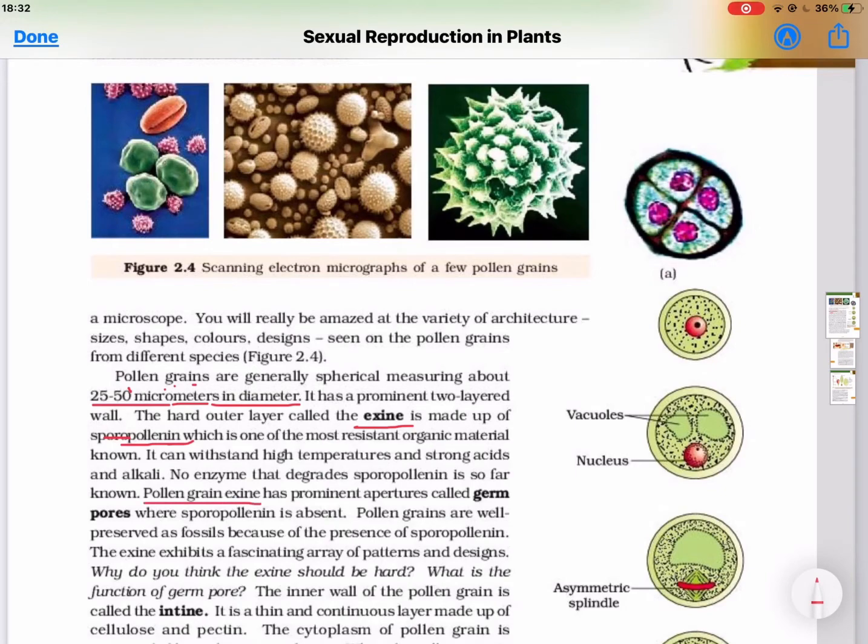Pollen grain exine has prominent apertures called germ pores.